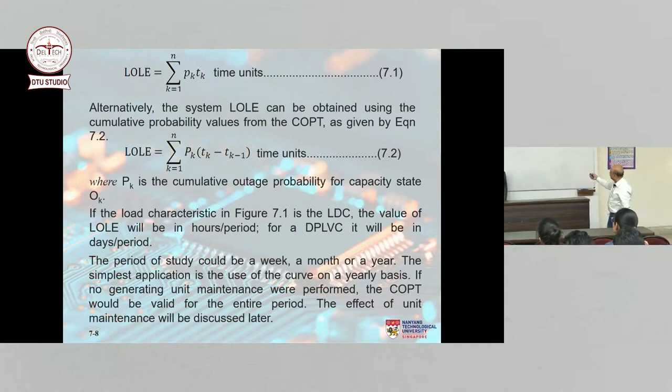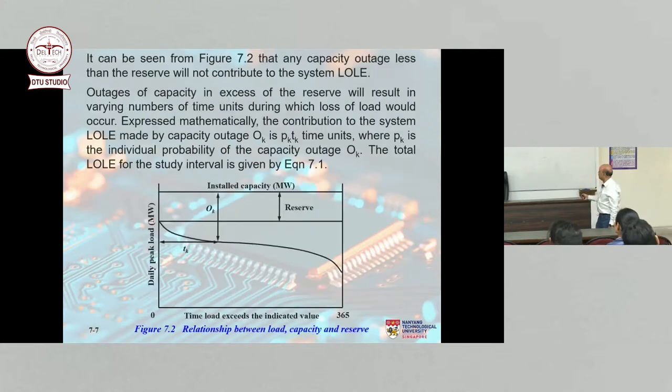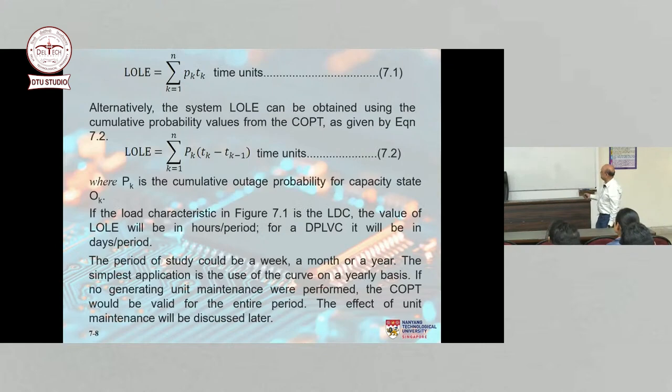We can also use the cumulative probabilities. It's a question that you have been asking, how do we get this into play? We can use the cumulative probabilities, then the LOLE will be the summation of capital P_K times T_K minus T_K-1. So then you have to find the difference of the time units because you are using cumulative probability. If I go back to this one, suppose this is T1 and then we'll have a T2 here. So if we use cumulative probability, it will be T2 minus T1. It will be the difference of the time units. We'll see the example and then I'm sure you will understand it better.